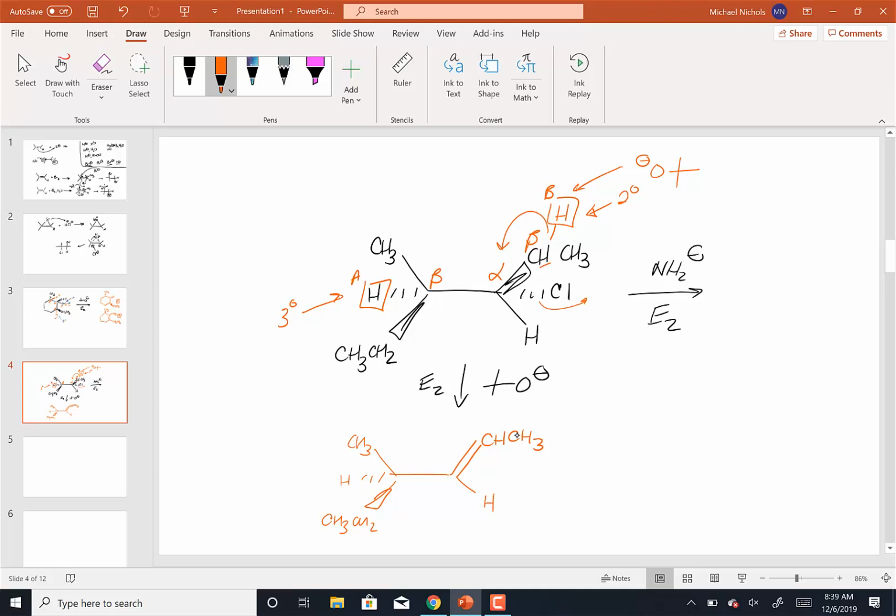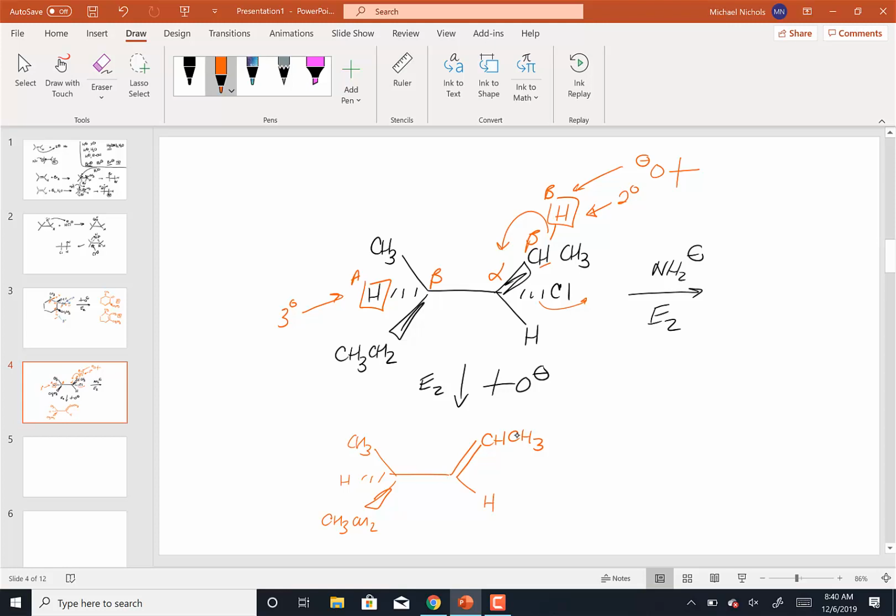Okay. So which hydrogen is that going to be in this case? The NH2 minus is going to remove hydrogen A and form the most substituted double bond. The problem is I now have to take this molecule and I have to do what with it? I've got to orient the beta hydrogen A so that it is antiperiplanar to the chlorine, because there are two different geometries for the double bond that's formed.